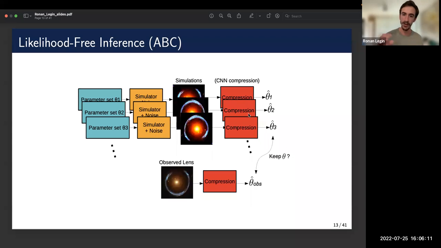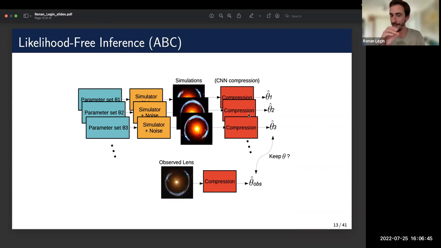And often you would compress this because the images are technically high dimensional pixel-wise. You could compress this using, for example, a CNN that predicts strong lensing parameters. And the idea here is that you would keep the model parameters that resulted in compressed statistics that are close in distance to the ones from the observed lens, the lens that you're interested in.